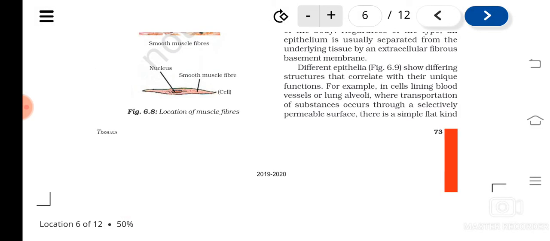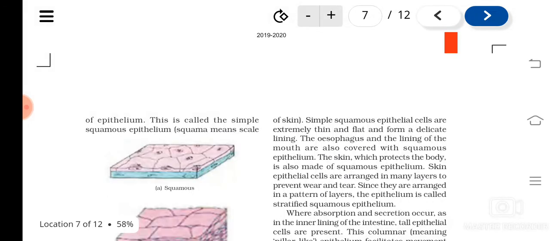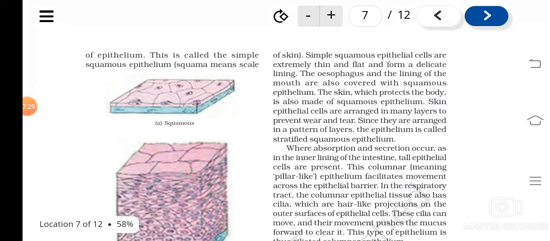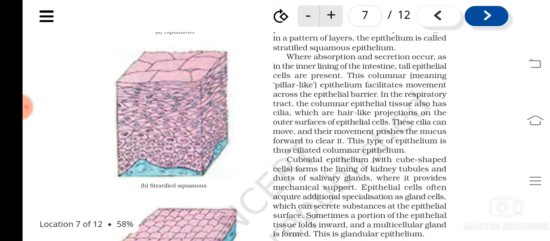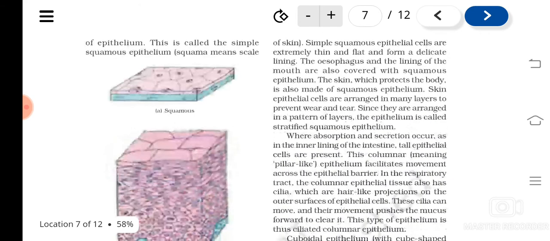Then another type is present, which is helpful in absorption and secretion. They are tall epithelial cells and are known as columnar. And when they are cube shaped, they are known as cuboidal epithelium. Likewise, there are three main types depending on the shape of the cells: squamous epithelium, columnar epithelium, and cuboidal epithelium.